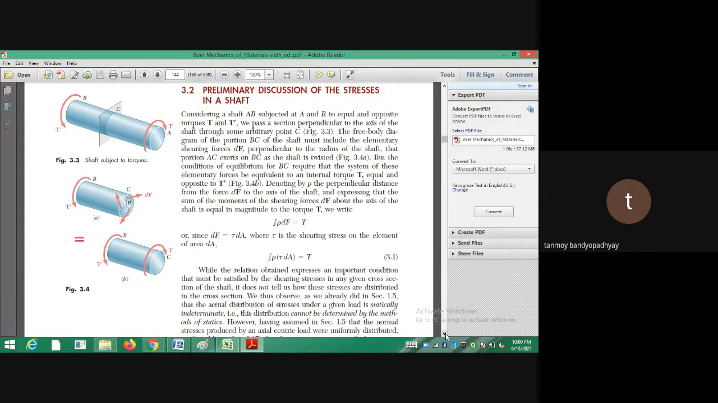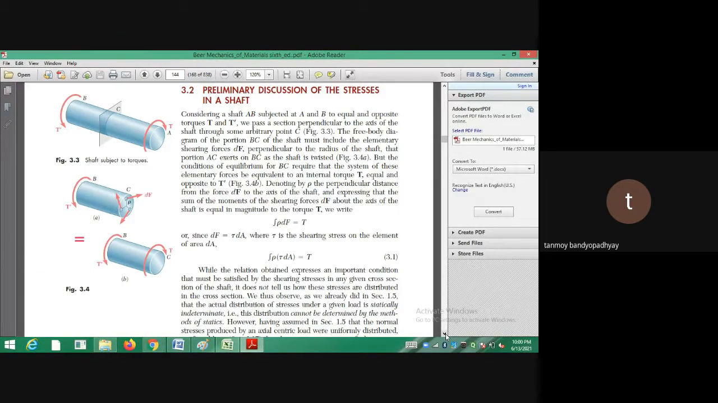So if that force is dF, then rho into dF, or r into dF. What is torque actually? By definition, torque is the equivalent of force. It will be rho cross dF, or r cross F. If you take the integration of all such elements, the integral of rho cross dF, you will get capital T.